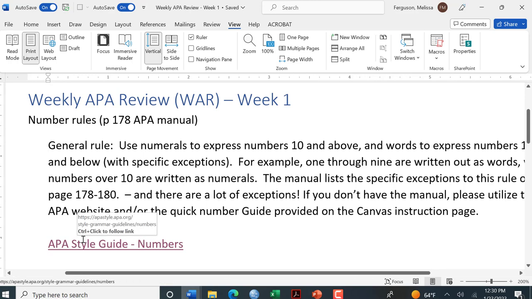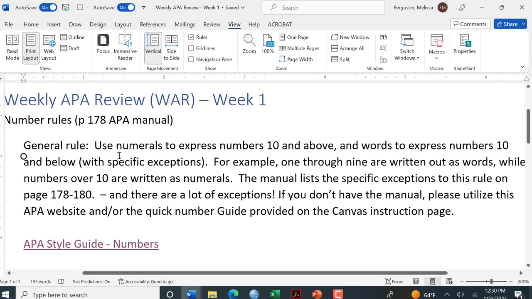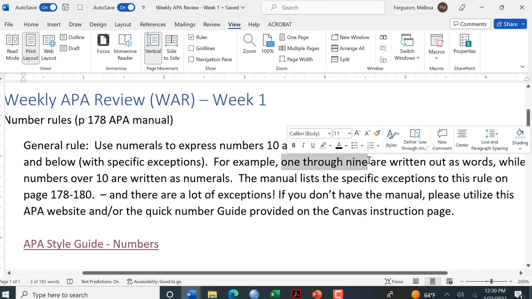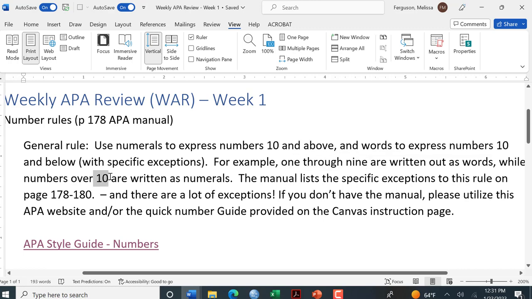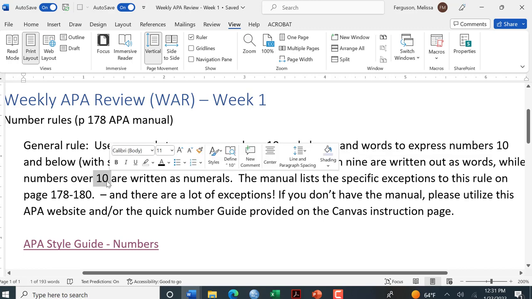There are these APA style guides. Now, I will also put a general rule up at the top, and that's listed here, that basically says use numerals to express numbers 10 and above, words to express numbers below 10, with specific exceptions. And there are a lot of exceptions. So, for example, 1 through 9 are written out as words. So again, under 10, written out as words, over 10 are written as numerals. So you use the numbers for 10 and above. But there are a lot of exceptions.